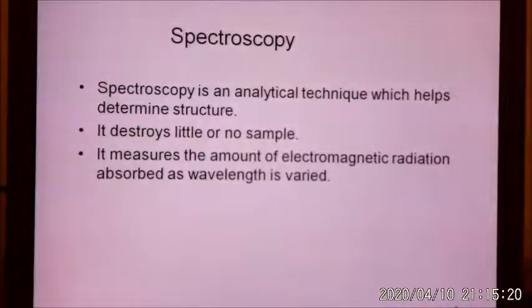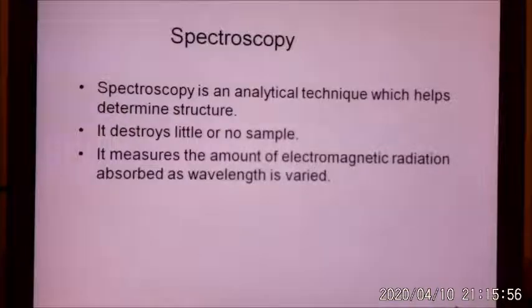So spectroscopy is an analytical technique, which means that all we're doing is using spectroscopy to determine what we have in our sample. Oftentimes it uses very small amounts of sample, and it destroys very little or no sample at all, which is very nice because sometimes when we do syntheses, we don't form that much final product. To be able to recover it after we do our analyses is important.